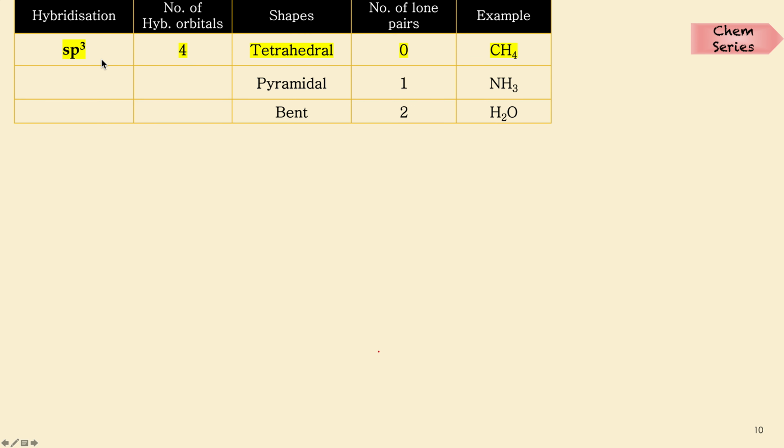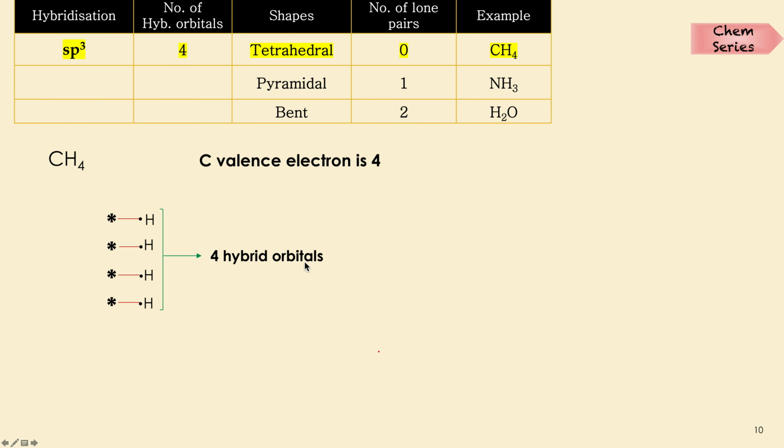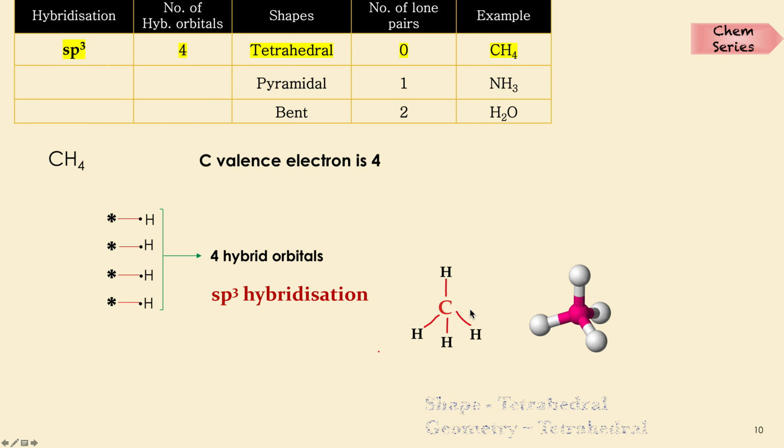Coming to sp3 hybridization, first we will take CH4, we will solve it. Here carbon will be your central atom and its valence electron is 4, which is being written as this, and the 4 hydrogen atoms will have 1 valence electron each, and these will combine to form a bond. Hence there are 4 hybrid orbitals and there are no other electrons available in carbon as a lone pair. So the lone pair is 0 and it is of sp3 hybridization, and the shape will be tetrahedral and the geometry will also be tetrahedral. This is the 3D view.